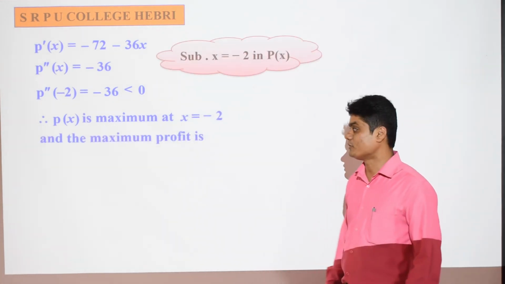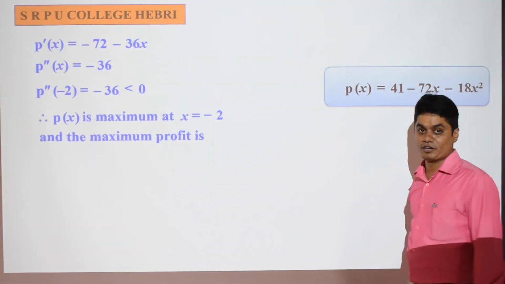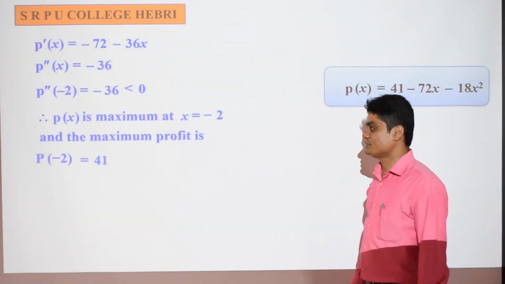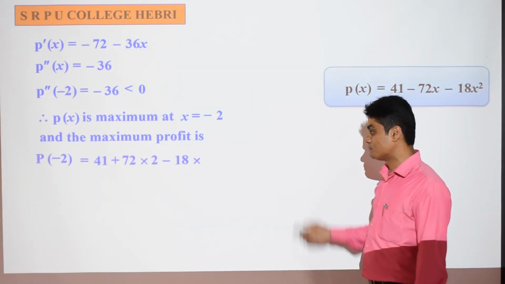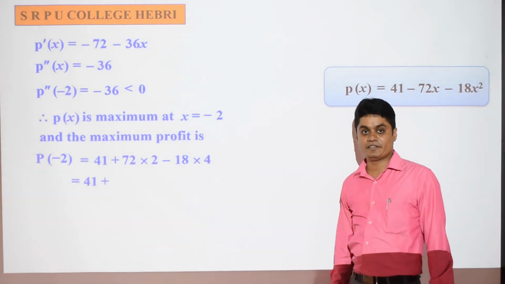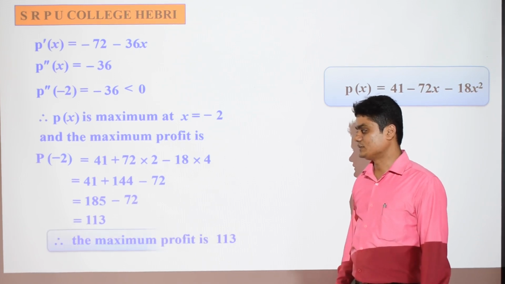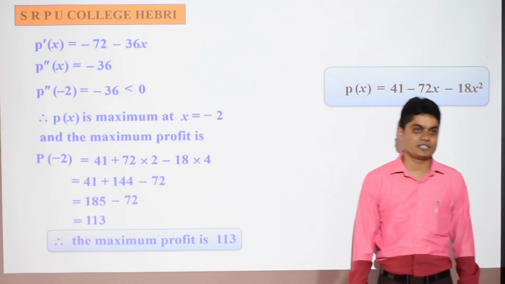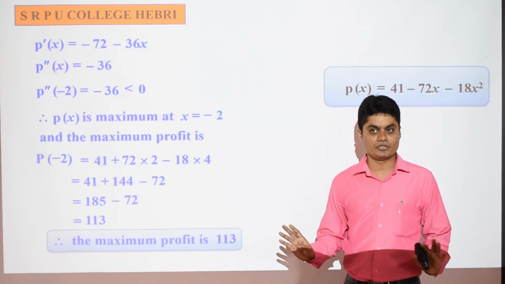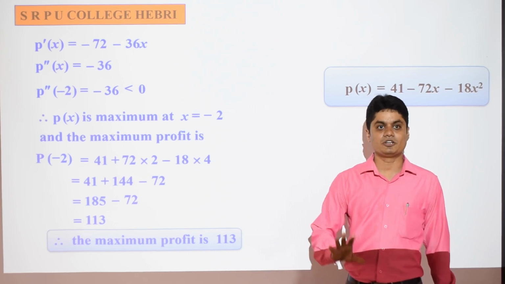And the maximum profit of the function: substitute into the expression P of x is equal to 41 minus 72x minus 18x square. So substitute: 41 minus 72 into minus 2, the minus will remain the same because of the square. Simplify further. It's 41 plus 144 minus 72. So that is 113. The maximum profit of this function is 113. I hope you understood. So this problem does not depend on absolute maximum and absolute minimum, just on maximum and minimum.